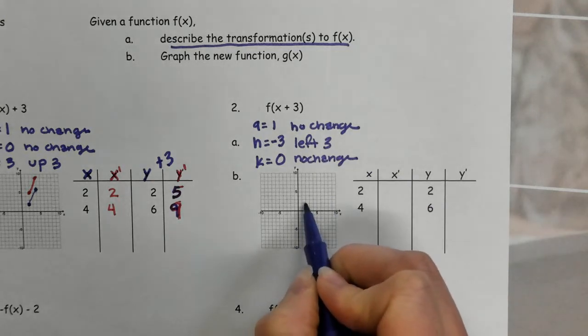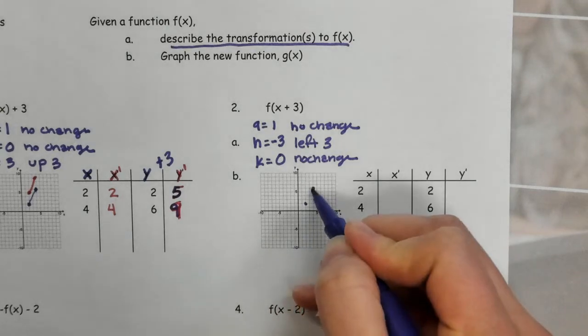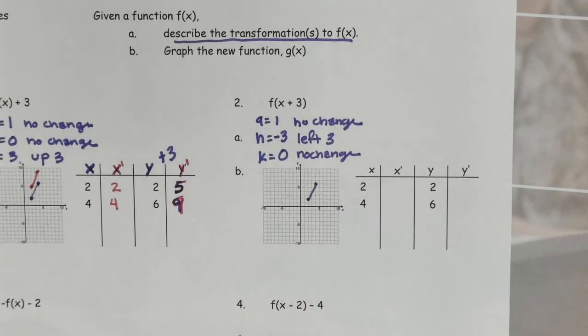So I'm going to graph my original 2, 2, and 4, 6. Remember, if you are getting lost, feel free to pause it, rewind, rewatch the video, ask a partner, watch it with somebody.